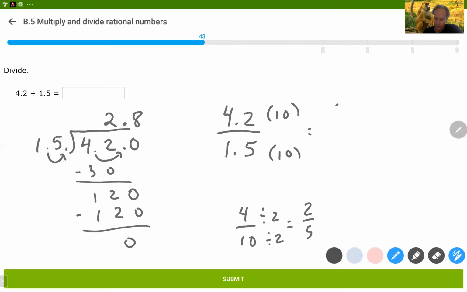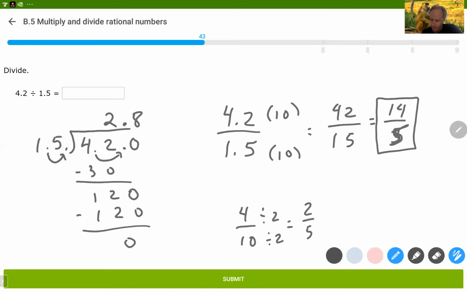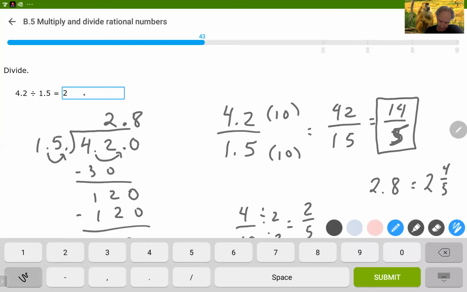And what I get is 42 over 15. And 3 goes evenly into 42 14 times. And 3 goes evenly into 15 3 times. And either method is okay. Oops, sorry, 5 times. Jeez. 14 over 5, or 2.8, or if you like 2 and 4/5. Any one of those is fine. I'm going to go with the 2.8 since it's in decimal form.